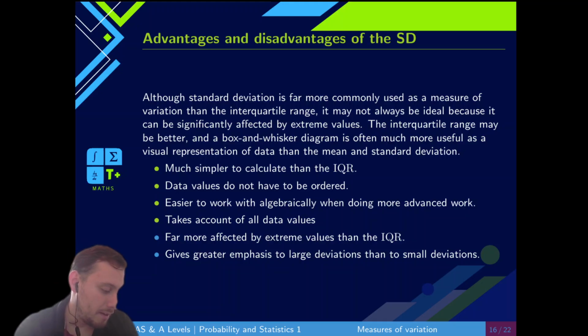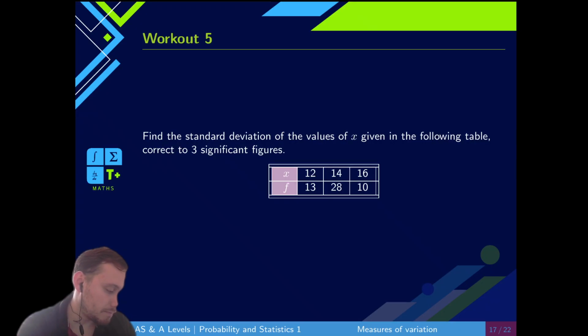We don't need to have the data ordered. If things get more advanced, it's a little easier. We're using all the data. It is far more seen. That's one of the disadvantages, it gives greater emphasis to large deviations because of the squares. As deviation becomes larger, the square emphasizes that, so that is a disadvantage, but just as comments.